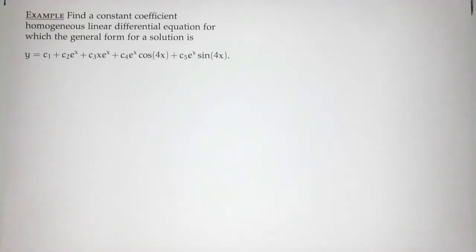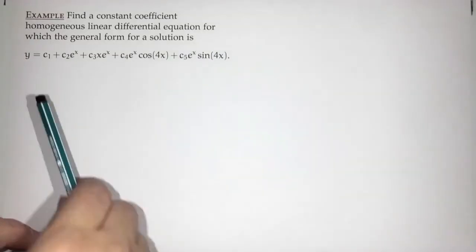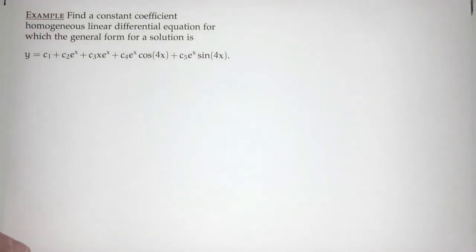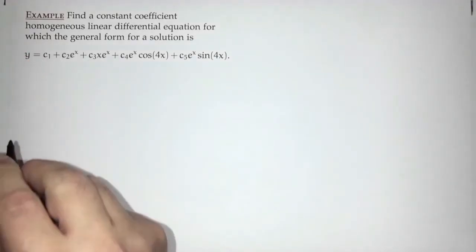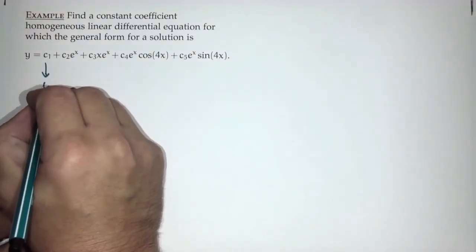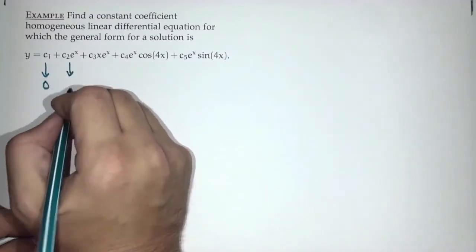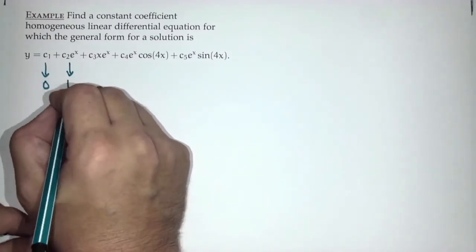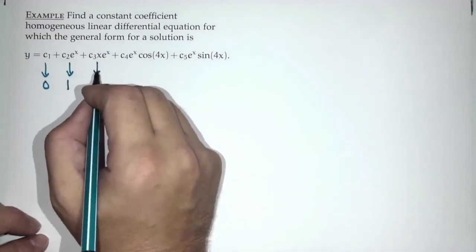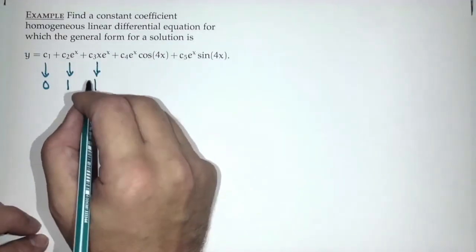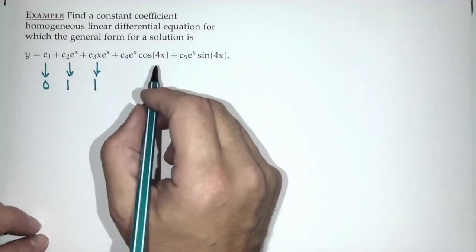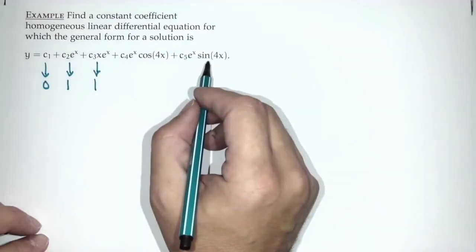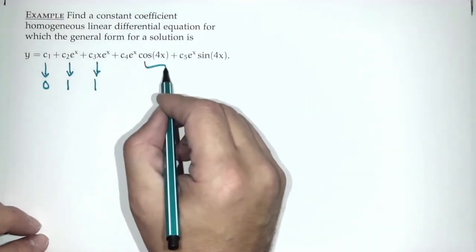So if we're starting with the general form, what should be our first step backwards? Talk about the roots. So let's talk about these roots. What root would have given us the function 1, which is the first piece? 0. What would have given us the function e to the x? 1. What would have given us x e to the x? 1. It's a repeated root of 1. Now, the e to the x cosine 4x and e to the x sine 4x, well, these come in pairs.